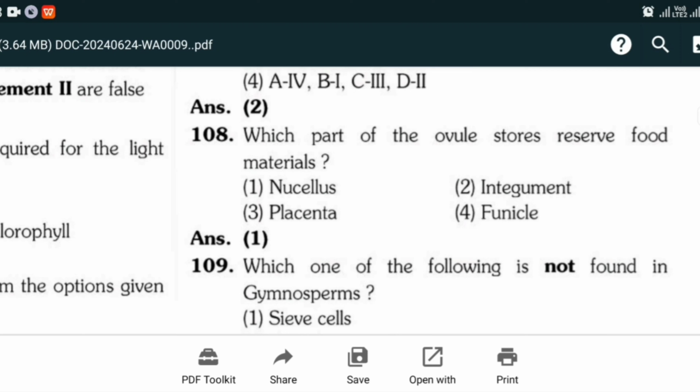Then, which part of the ovule stores reserve food materials? In the ovule, there is an outer covering, the integument, and it has one opening called the micropyle, and the other end is the chalaza. The middle part of this ovule is the nucellus, which contains a mass of cells where it will store food material.